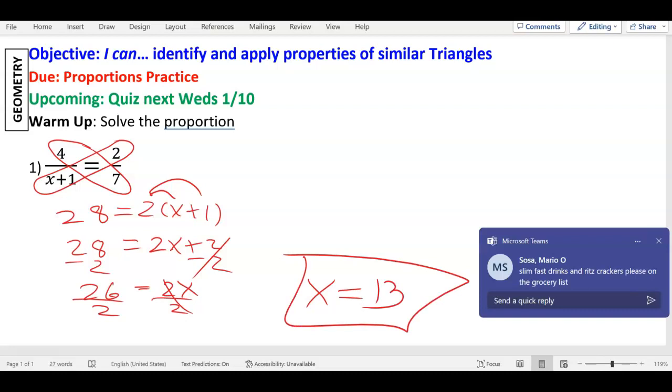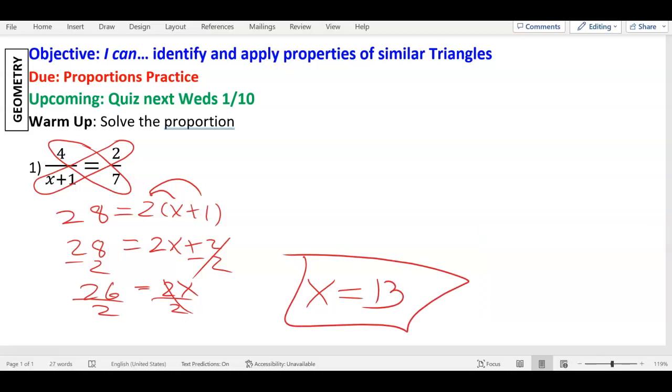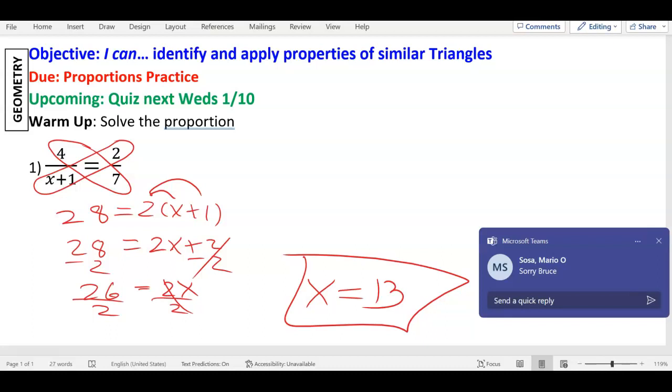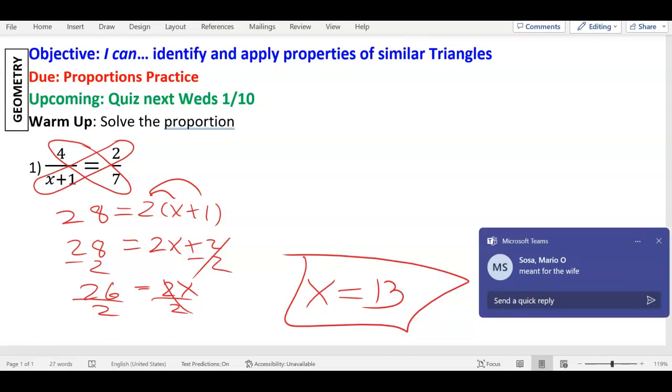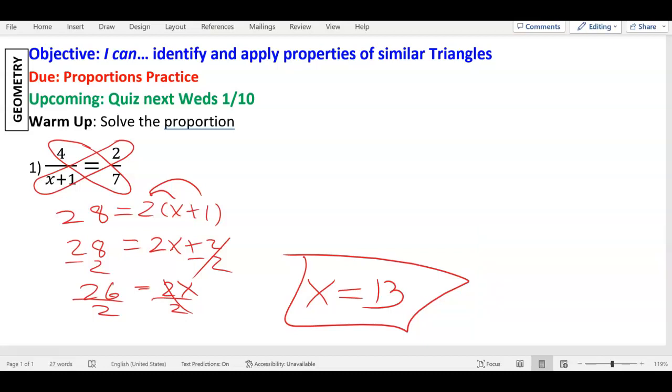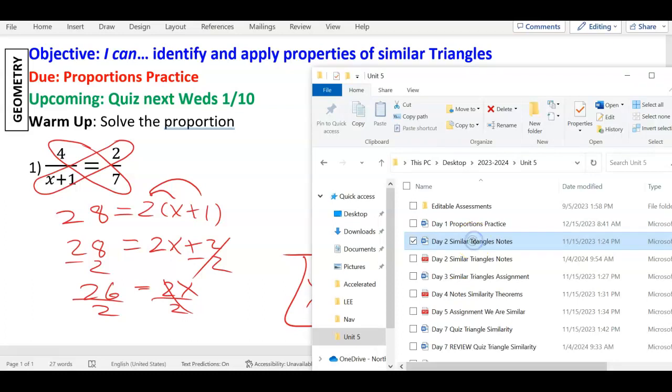All right. Now, we are doing notes on similar triangles and pass this out. Stay with me. Okay. The sooner we get through this, the sooner we can move on to other stuff. So please stay with me. All right, here we go, here we go.